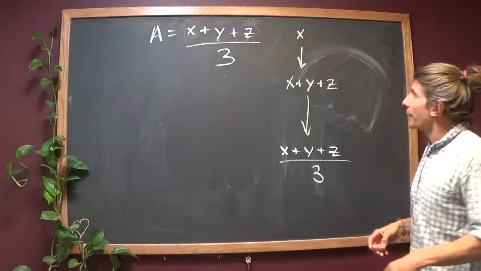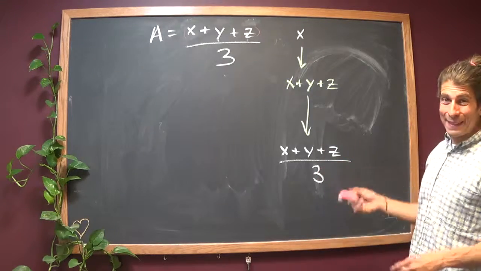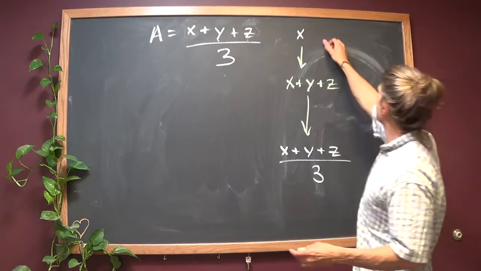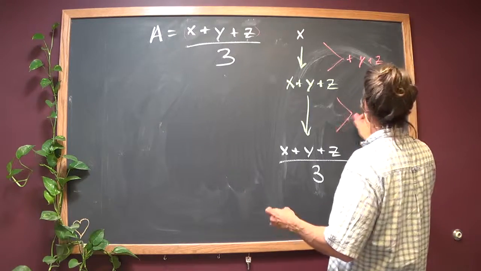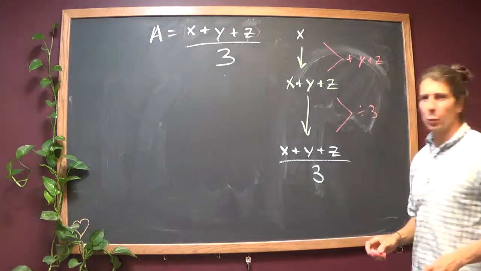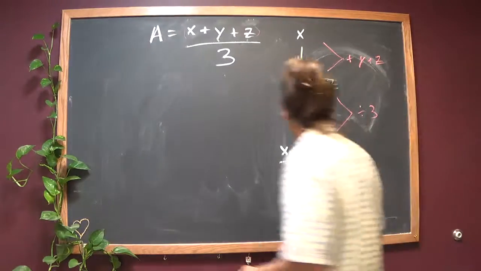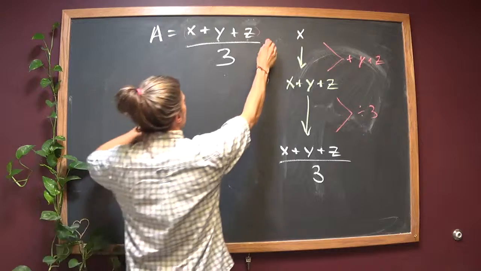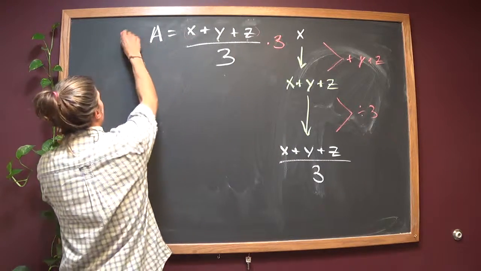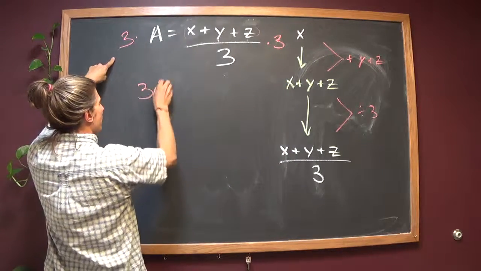All right. So anyway, if we know the steps, we can undo. We know that to get from here to here, we added y and z, and to get from here to here, we divided by 3. Well, now we can undo all that, can't we? We can undo division by 3 by multiplying both sides by 3. So if you multiply this side by 3 and this side by 3, you get 3a over here.